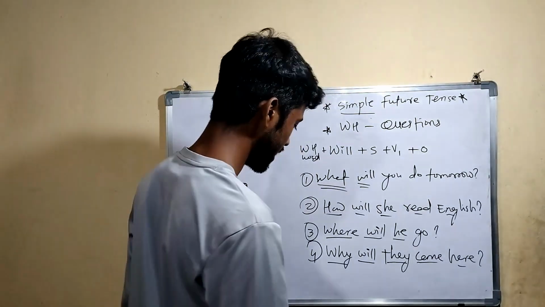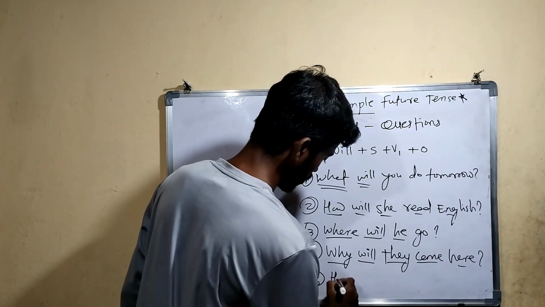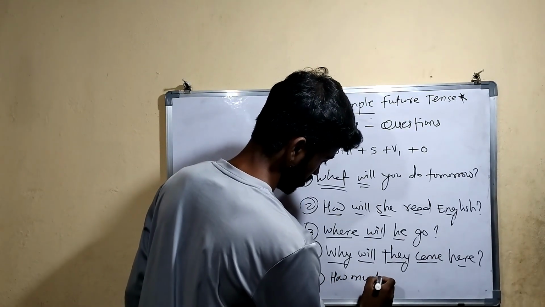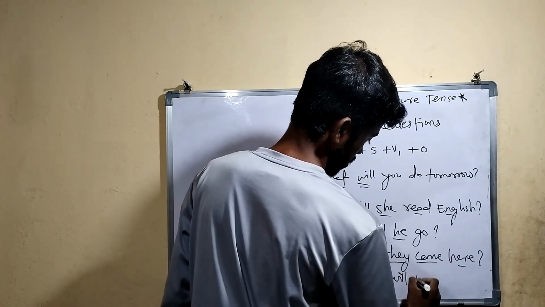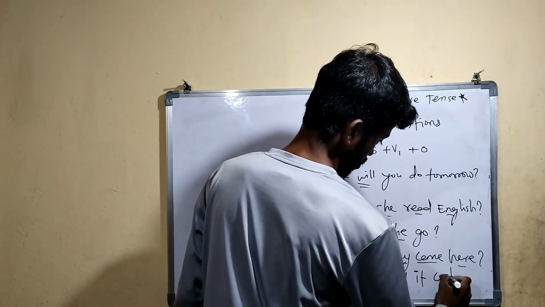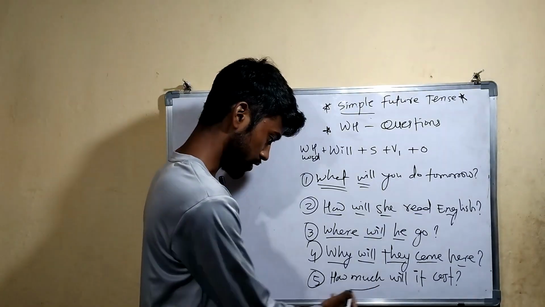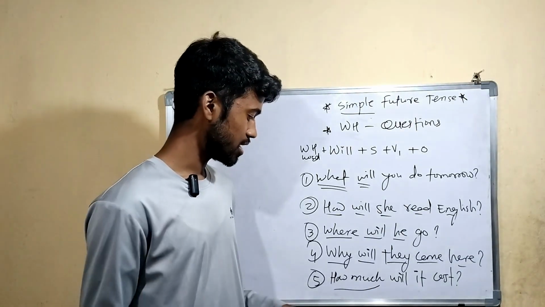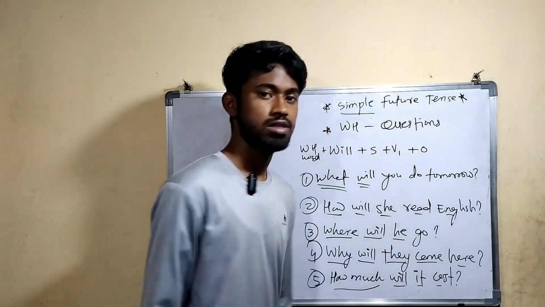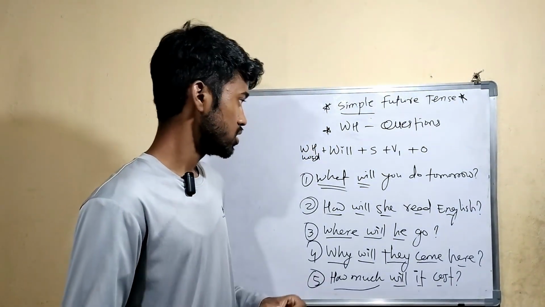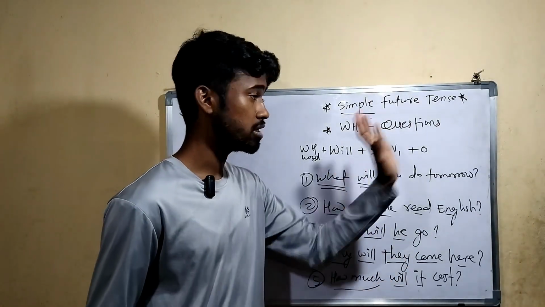So one last example I will take. Fifth example. How much will it cost? So even this is a WH word, right? Yes, it is. Now see, this is WH word followed by helping verb. This is subject and this is first form of verb. That's it. So you understood WH questions, verbal questions and positive negative sentences in simple future tense.